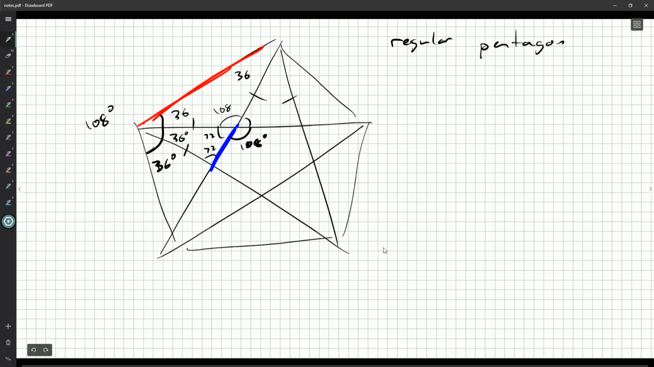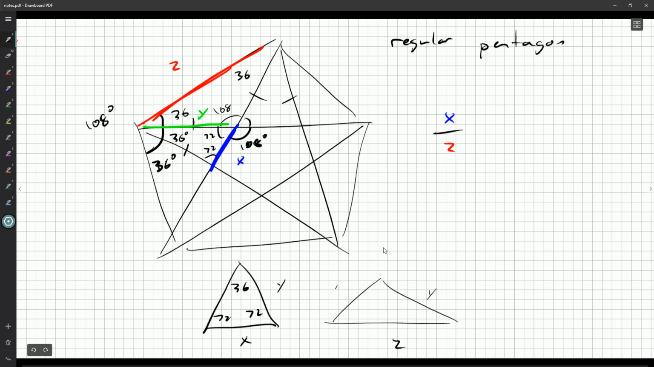Okay, so let's give names to these. I'm going to call this Y, this Z, and this X. So we want the ratio X over Z. How can I possibly work that out? So I've got these two triangles, X, Y, and I've got 72, 72, 36. Notice these are all multiples of 18. Actually, 108 is a multiple of 36 as well. So I got this triangle. I also have this bigger triangle with the Z here and the Y here.